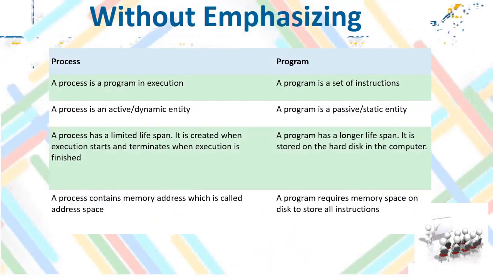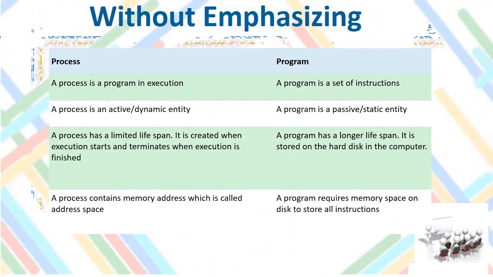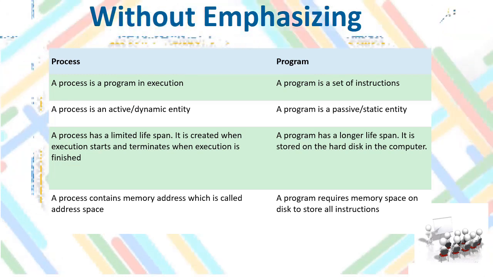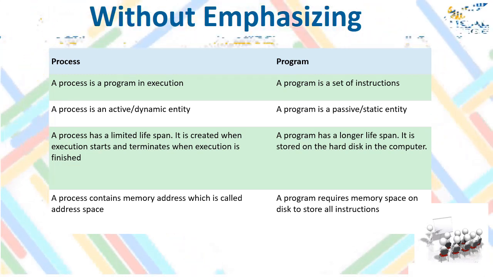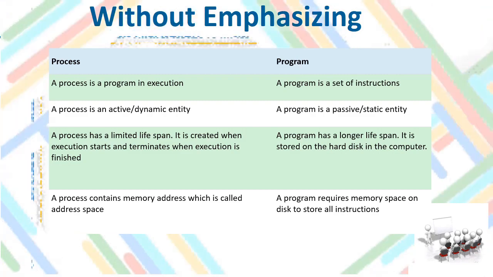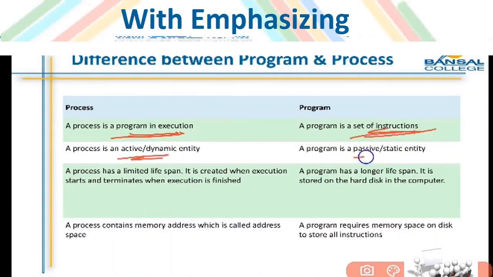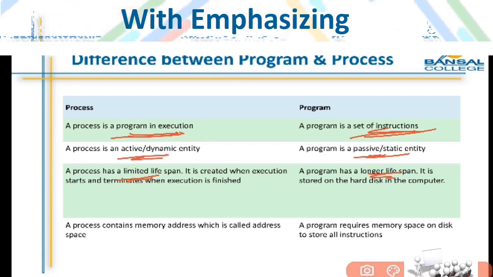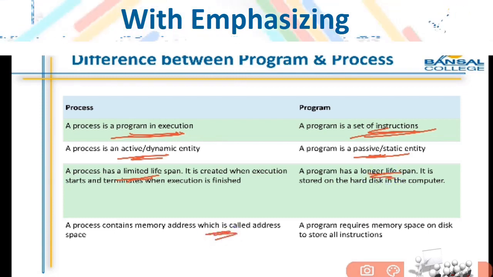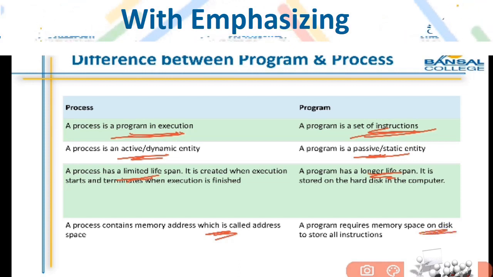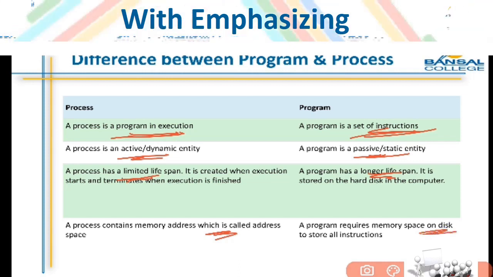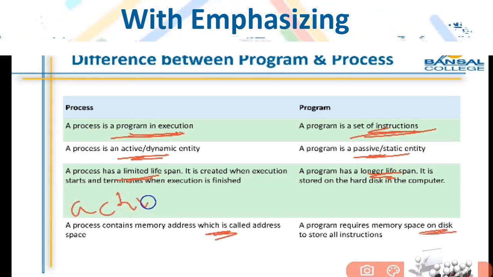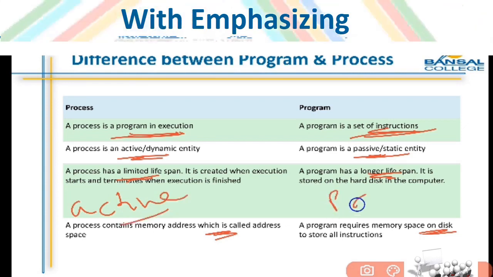For explaining something, just reading out, for example here, the differences between program and process will not be effective. But if we underline and emphasize, it will be more effective. For example, here: program in execution, set of instructions, active, dynamic, passive, static. Even I can write important things on the PPT.